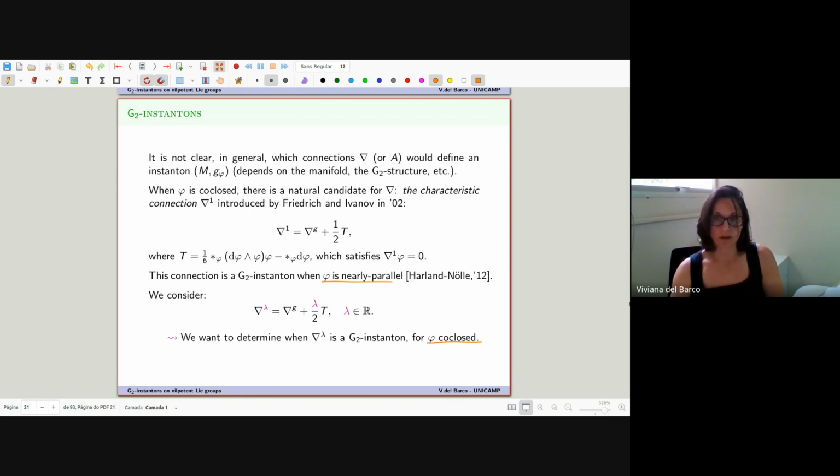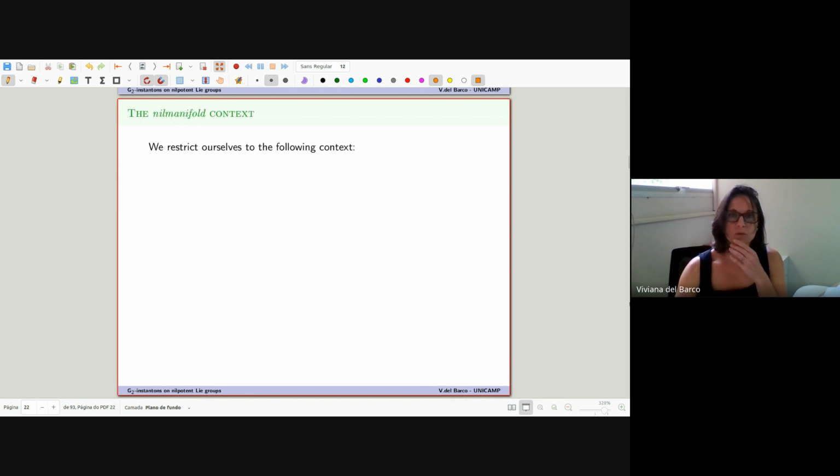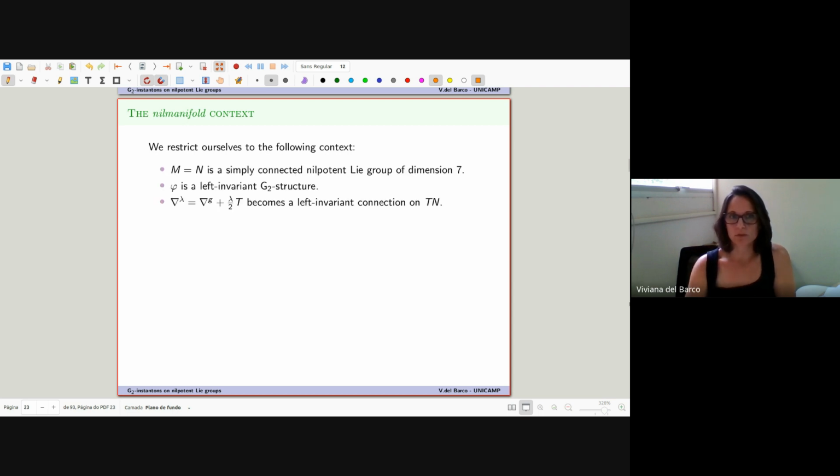significantly bigger. So we want to do that, but of course we need to restrict ourselves to a smaller class of manifolds. So this is where Lie groups come into the picture. So we are going to work in the manifold context. So this means that we are going to restrict ourselves to this context.